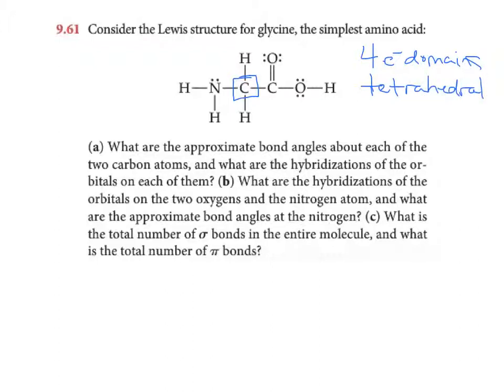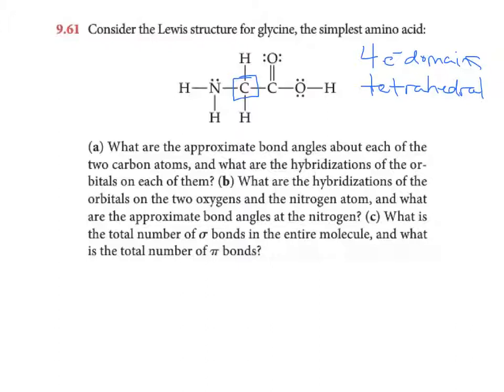Now, that's the electron domain geometry and the shape because I have no lone pairs of electrons. So do you remember the distinction between that? That I can have a tetrahedral geometry, but then my shape would be like trigonal pyramid or something if I have a lone pair. In this case, we don't have to worry about it. So my electron domain geometry and shape are both tetrahedral.